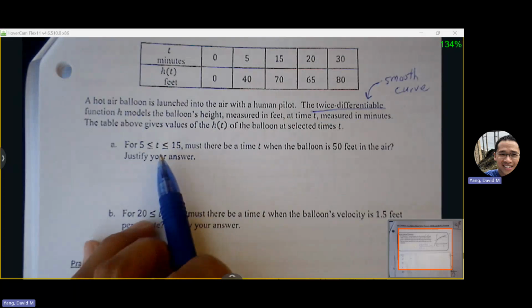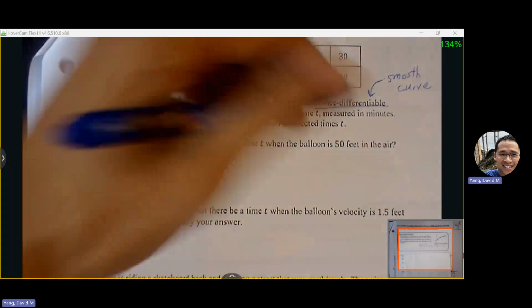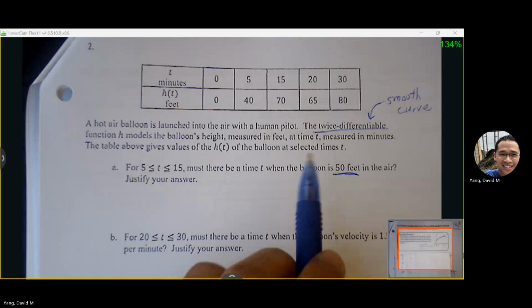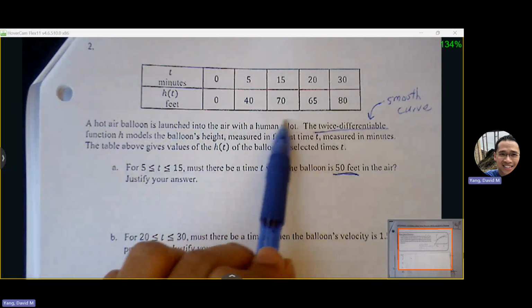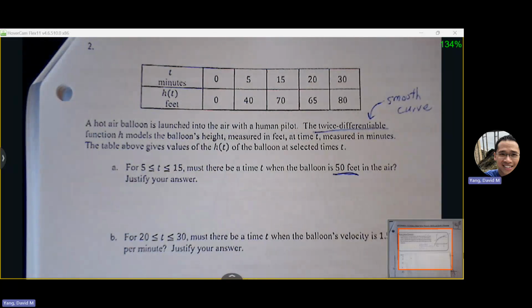Okay, so between 5 and 15 minutes, must there be a time where the balloon is exactly 50 feet in the air? What would you say? Okay, we don't see 50 here, but can we conclude that there must be a 50 somewhere along the way? Yes, why? How would you know from the data that the balloon is going to reach 50 feet up in the air? What numbers tell you that?